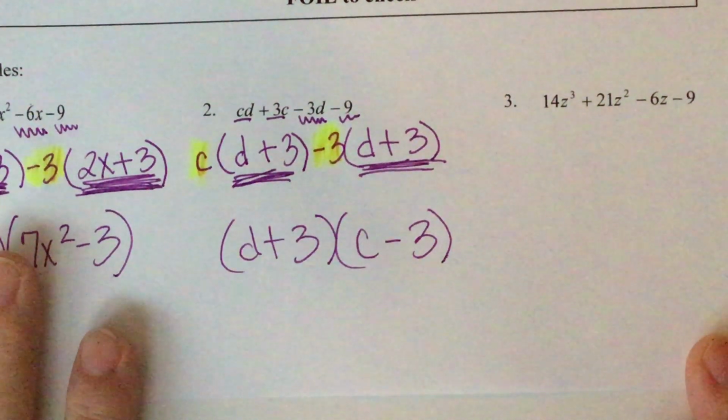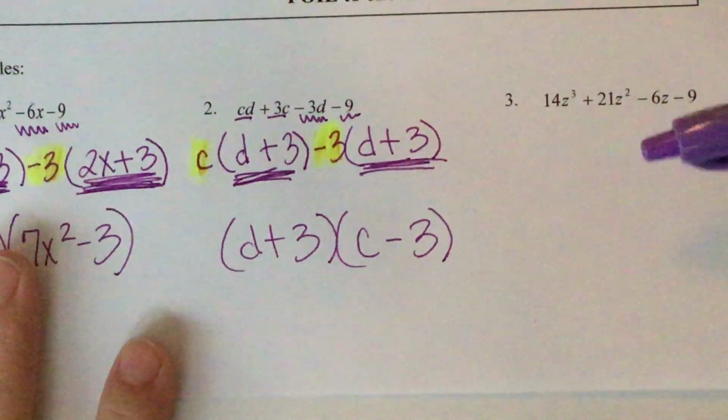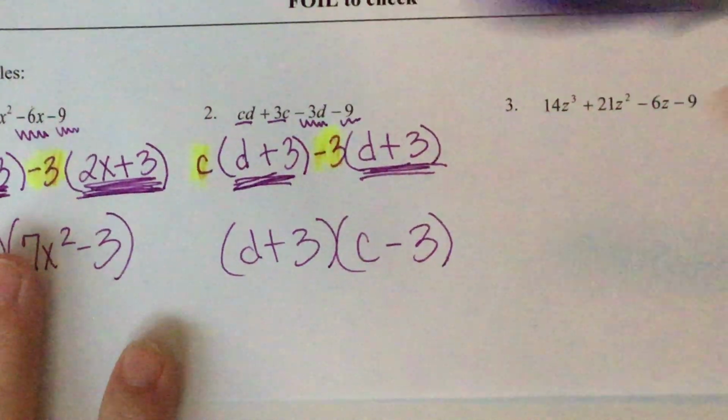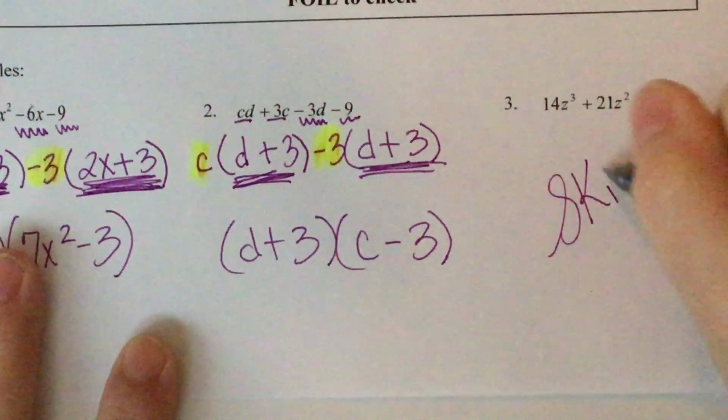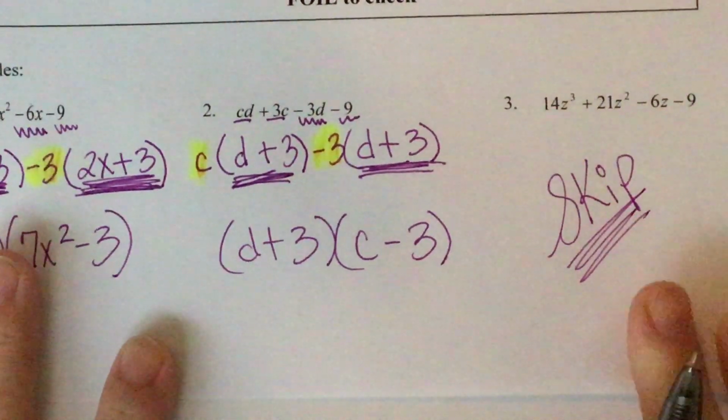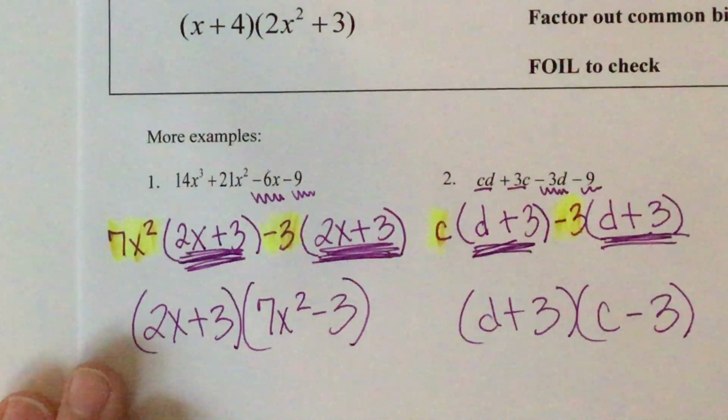Oh, I just realized my example 3 is just like my example 1, but it has Z's instead of X's. I guess that means we don't have to do it. All right, so this is how you factor by grouping.